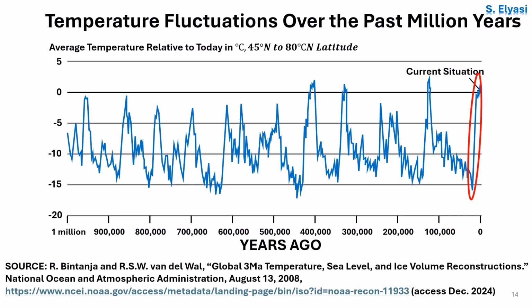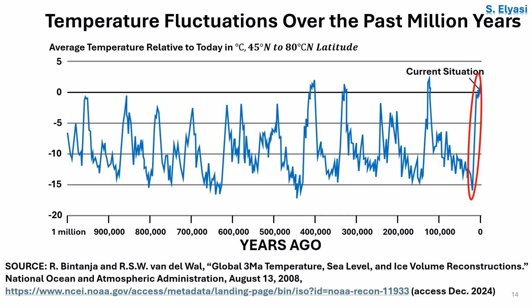Urgency for action. The graph serves as a stark illustration of the urgency required in addressing climate change. It underscores the need for immediate and sustained efforts to reduce greenhouse gas emissions and mitigate the impacts of global warming. This includes transitioning to renewable energy sources, enhancing energy efficiency, and implementing effective carbon capture and storage technologies.